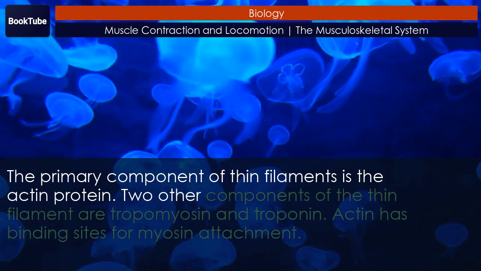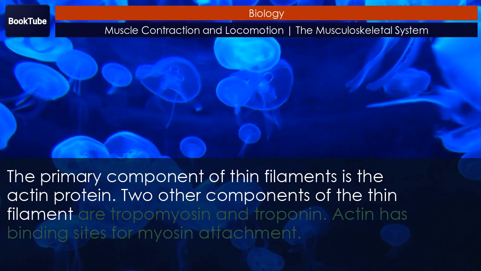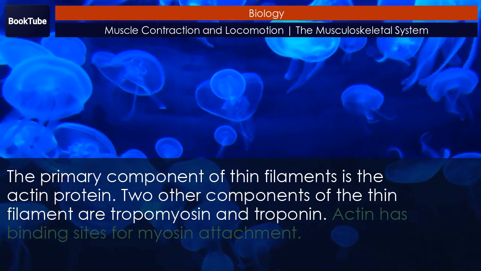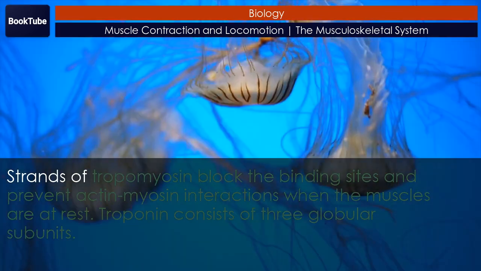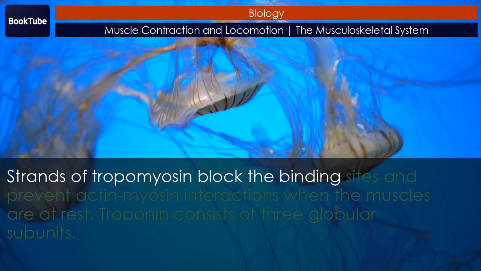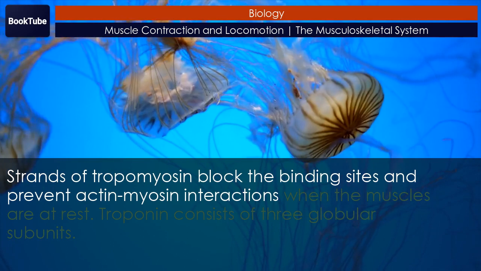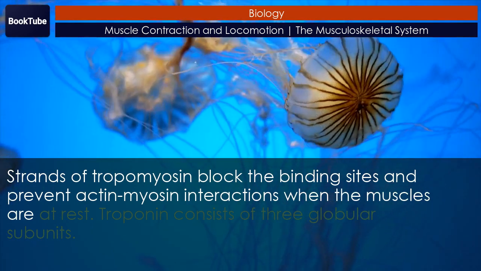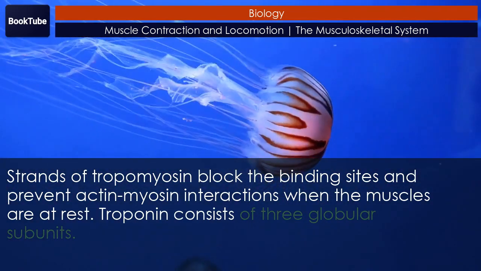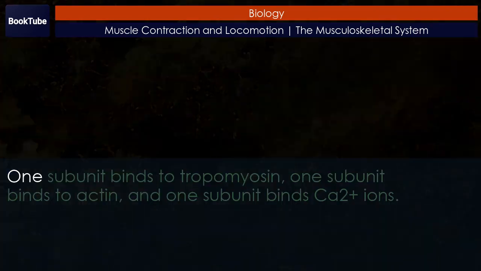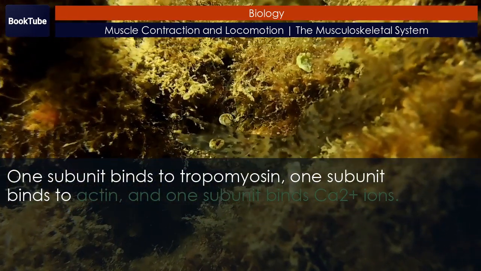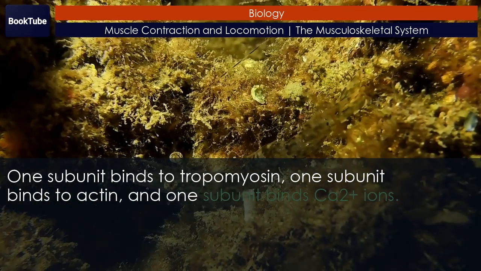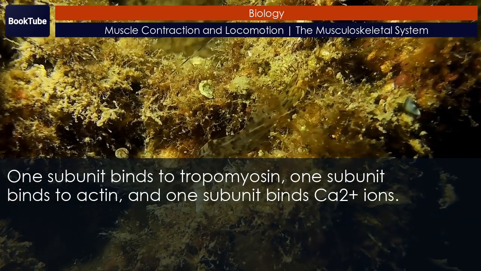Two other components of the thin filament are tropomyosin and troponin. Actin has binding sites for myosin attachment. Strands of tropomyosin block the binding sites and prevent actin-myosin interactions when the muscles are at rest. Troponin consists of 3 globular subunits. One subunit binds to tropomyosin, one subunit binds to actin, and one subunit binds Ca2+ ions.